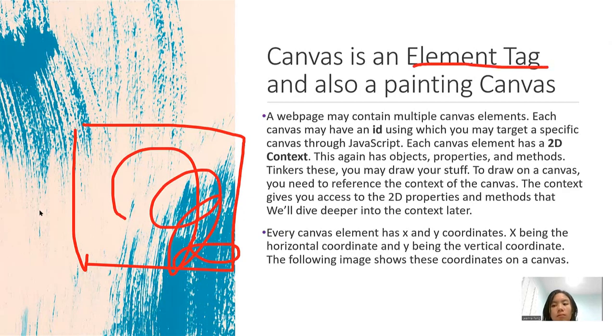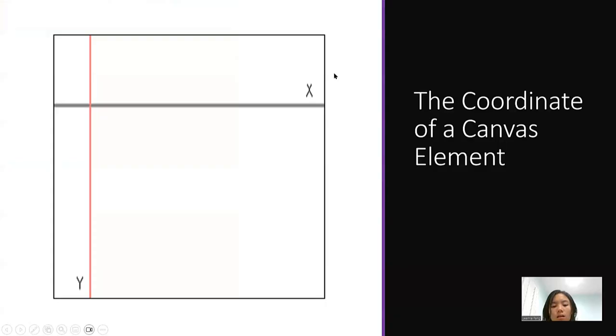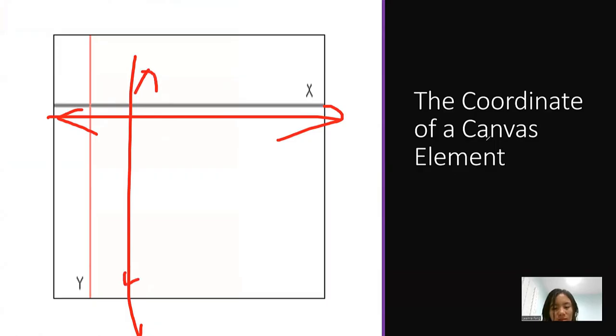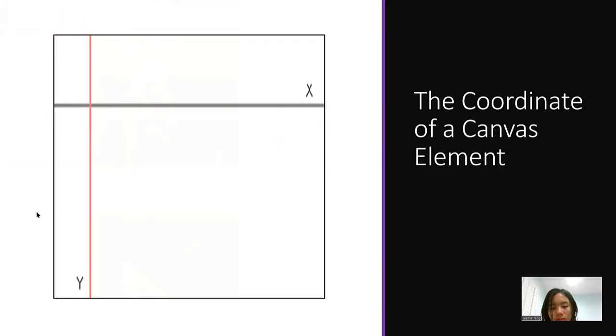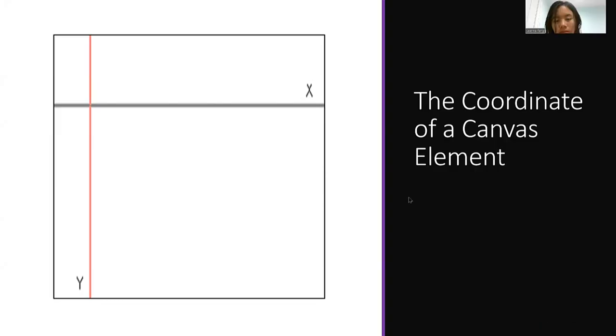So Canvas is also a tag. And then they have X and Y. X is going this way, Y going this way. This point is 0, 0. I think the coordinates are the same as your code.org, because your code.org is also using Canvas.